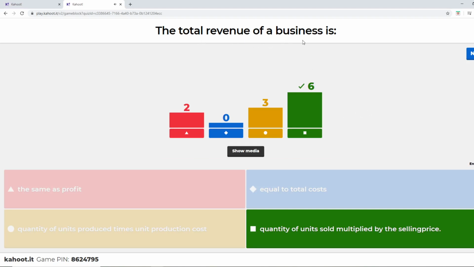So total revenue of the business. Come on, guys. The unit selling price times the units that you have sold. That is the total revenue. Go back to the financial management. That's how you calculate your sales. Sales is your total revenue. The unit price times the units that you have sold. Okay, that's the one.